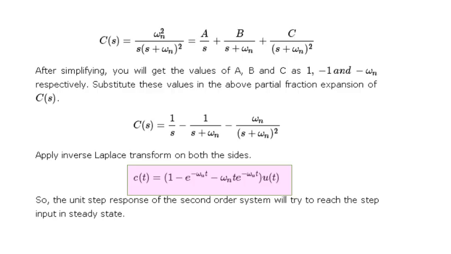So the unit step response of the second order system will try to reach the step input in the steady state without any oscillation. So this is for zeta equal to 1.